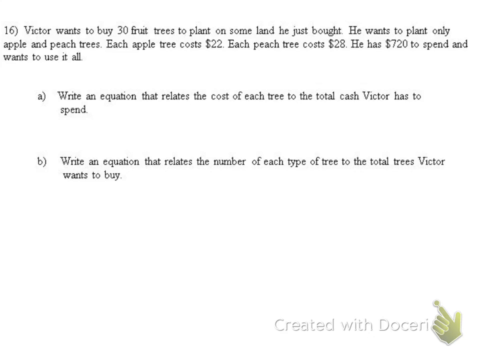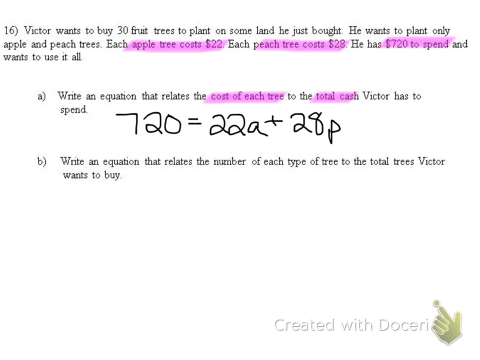Letter A says to write an equation that relates the cost of each tree to the total cash that Victor has to spend. So we need to reread the problem and look at all the money information that they give us. They say that apple trees are $22, peach trees are $28, and he has a total of $720 to spend. So we would start with the $720 and then set that equal to the amount spent on the total trees altogether. So 22 for the apple trees, 28 for the peach trees.